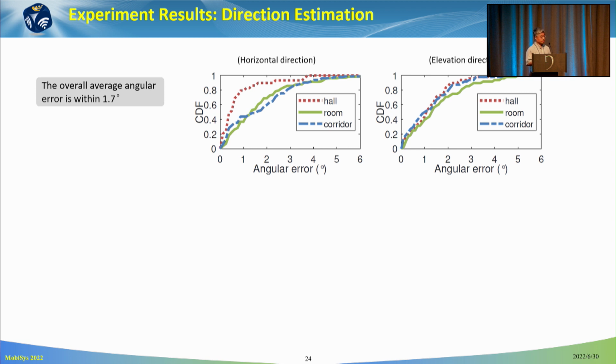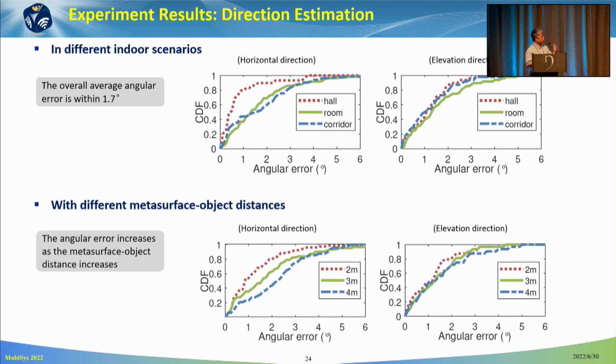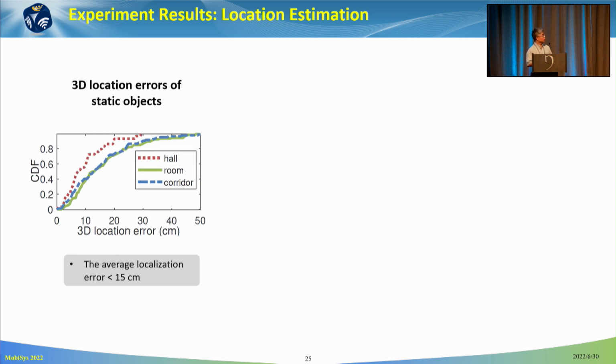And as you can see, in different indoor environments, the average angular error is within about 1.7 degrees. We also tested different distances between the Metasurface and the object. As you can see, if we increase the distance, the accuracy decreases. That's normal. And at 4 meters between the object and the Metasurface, the angular error is within 2 degrees. Okay?